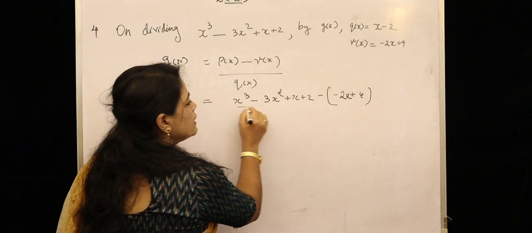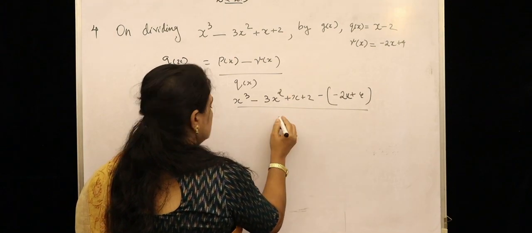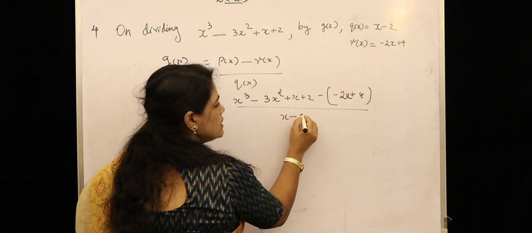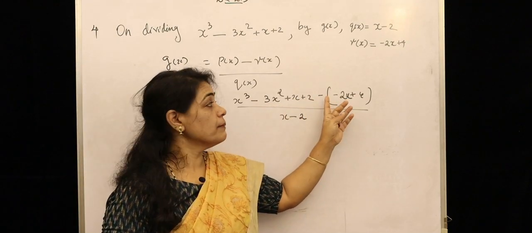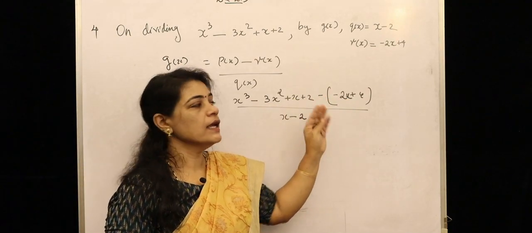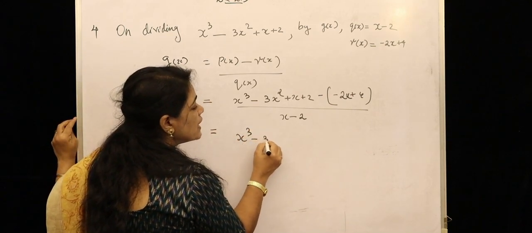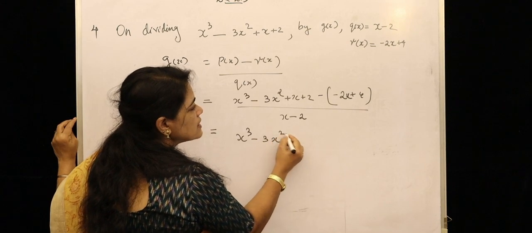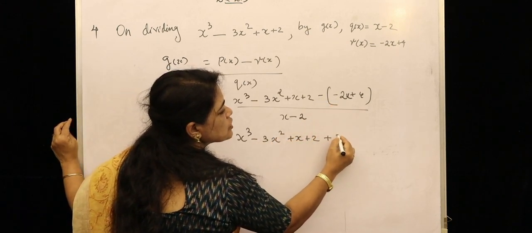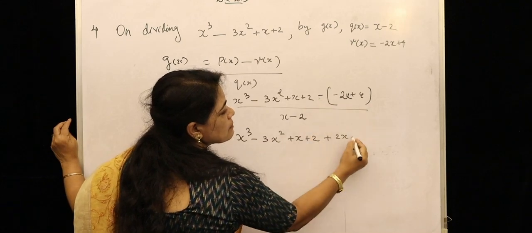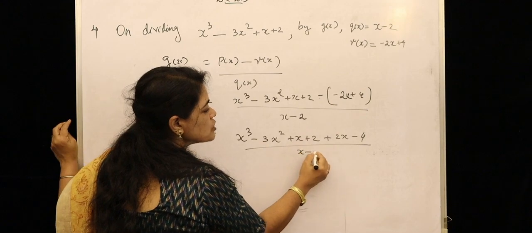Divided by q of x, which is given as x minus 2. So we are going to simplify by opening the bracket using the distributive property. So x cube, up to that term no change, minus 3x square plus x plus 2, minus into minus 2x, minus into plus, minus 4, divided by x minus 2.